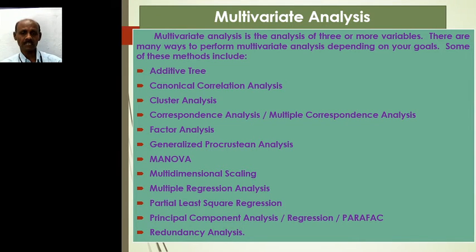Multivariate analysis. Multivariate analysis is the analysis of three or more variables. There are many ways to perform multivariate analysis depending upon our goals. Some of these methods include additive tree, canonical correlation analysis, cluster analysis, correspondence analysis or multiple correspondence analysis, factor analysis, generalized Procrustean analysis, MANOVA, multivariate analysis of variance, multidimensional scaling, multiple regression analysis, partial least square regression, principal component analysis or regression, PARAFAC, and redundancy analysis. These are some of the techniques used in multivariate analysis.